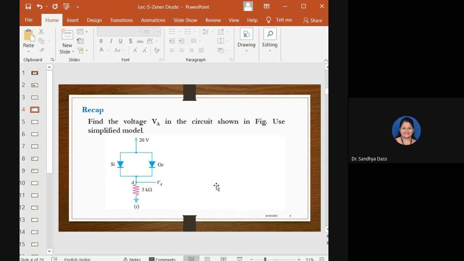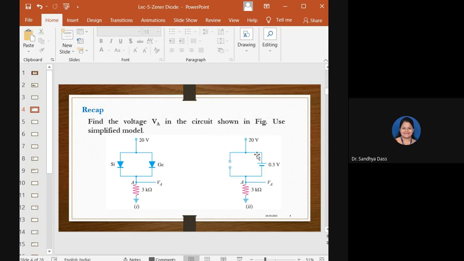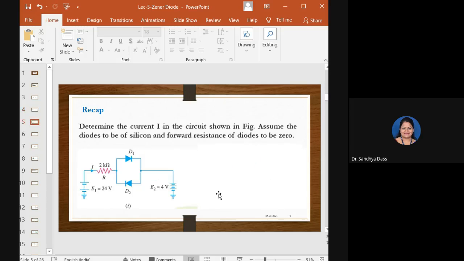Very good. The equivalent circuit is shown here. You have to imagine the circuit something like this, where the silicon diode will be an open circuit because it will never get turned on. Okay, quickly solve this and give me the answer. Determine the current I in the circuit. Assume the diodes to be of silicon and forward resistance of the diodes to be 0.